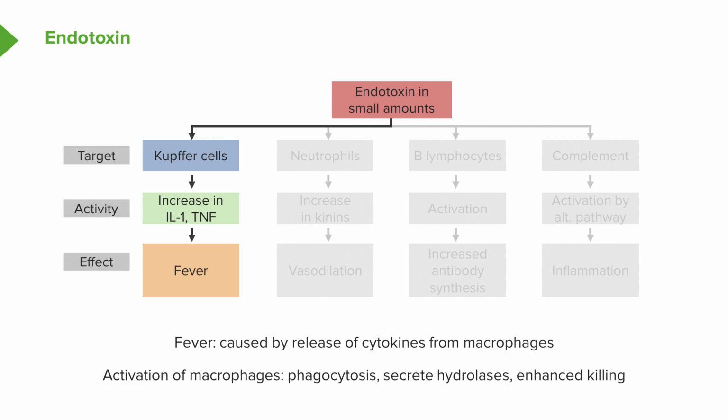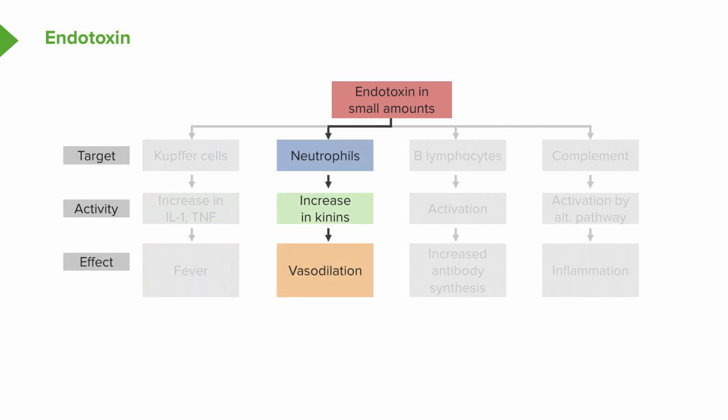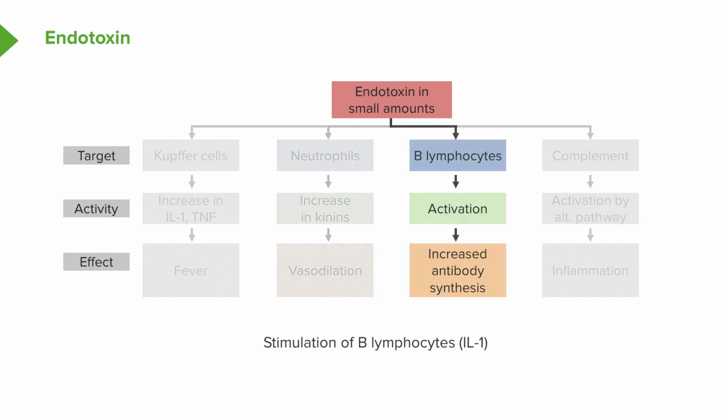Endotoxin also activates macrophages. It makes them more phagocytic. It makes them secrete hydrolases and have just more enhanced killing. The idea being, of course, there's endotoxin here. We sense it. There must be a gram-negative. We're going to kill it. So we're going to get activated. At low concentrations, endotoxin also activates neutrophils. This has an effect of dilating blood vessels and allowing immune cells to come in and clear any infections that may be present. Endotoxin also activates B lymphocytes. B lymphocytes, of course, produce antibodies, and these may be useful for clearing the infection.